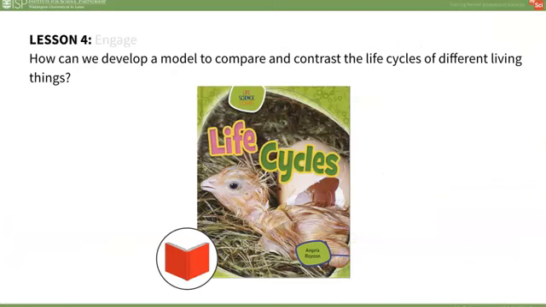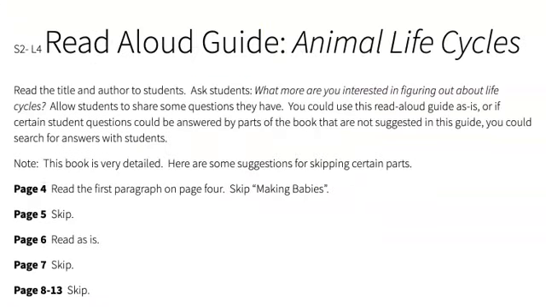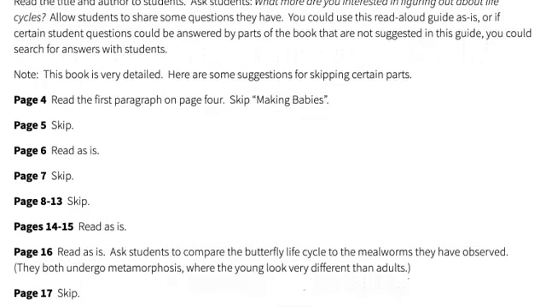To begin, read the book Life Cycles by Angela Royston. Refer to the Teacher Read Aloud on Teacher Page 8.